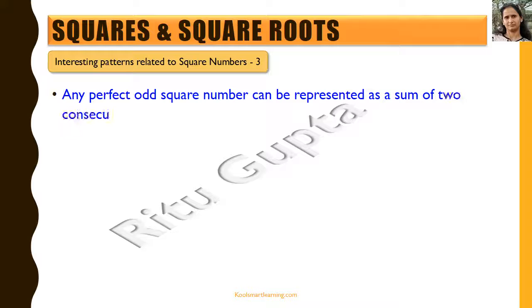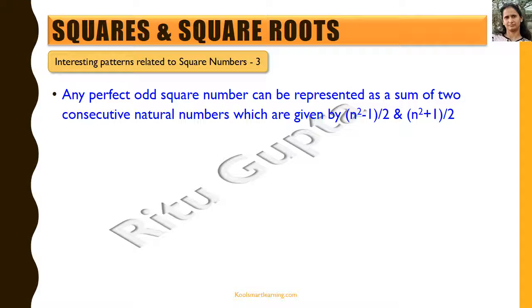Another interesting pattern of square numbers is that any perfect odd square number can be represented as a sum of two consecutive natural numbers, which are given by n square minus 1 by 2 and n square plus 1 by 2. We are only talking about perfect odd square numbers. We're not talking about numbers of the type 4, 16, but numbers of the type 9, 25, and so on.